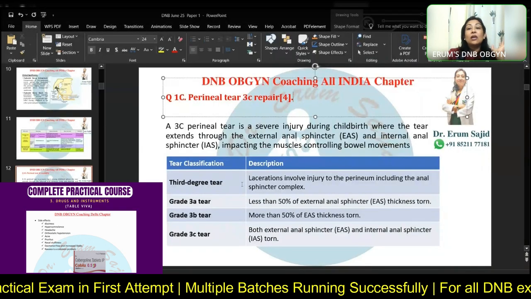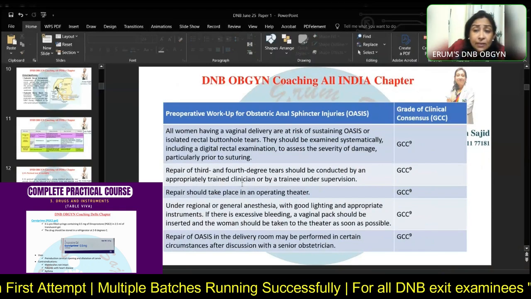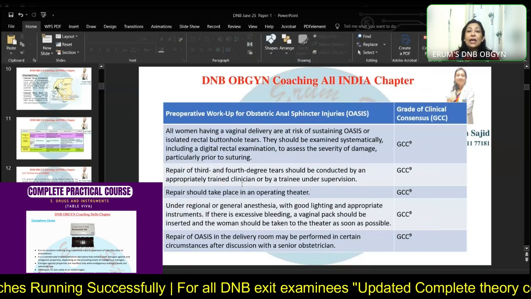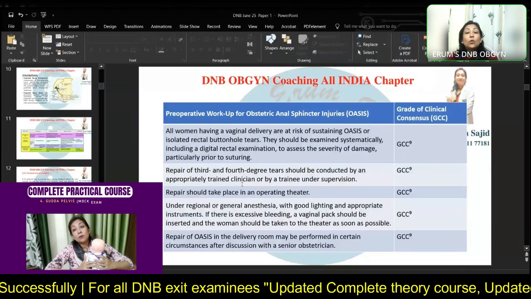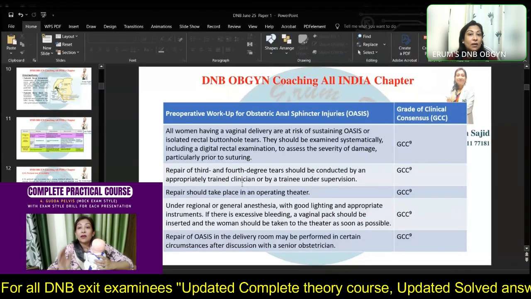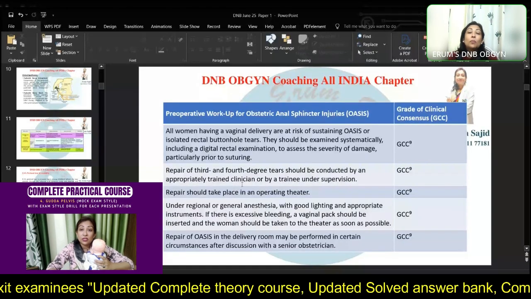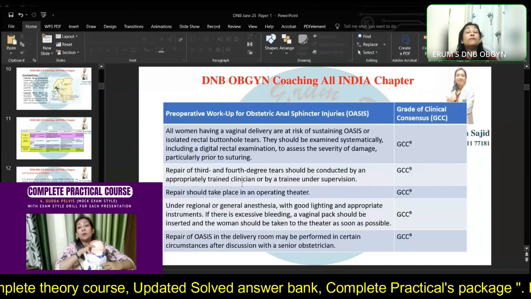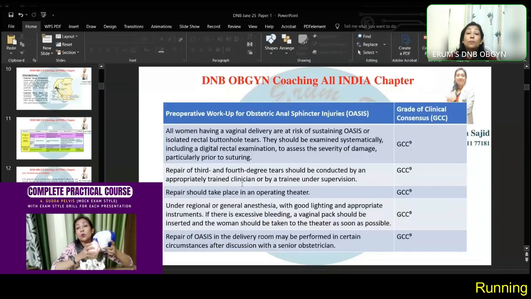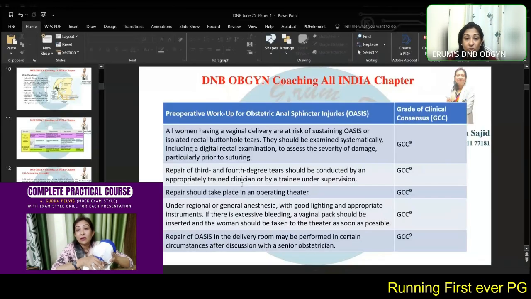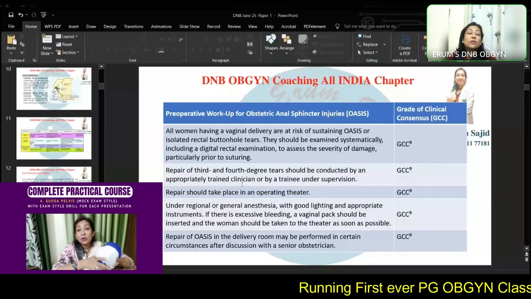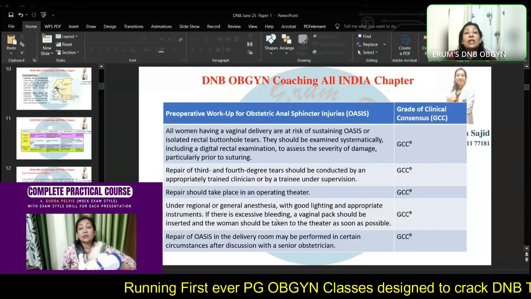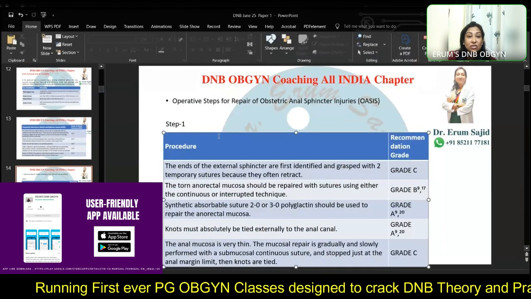I have a beautiful chart for you, and this is directly from the clinical guidelines. First of all, women having a vaginal delivery are at risk of anal sphincter injuries, isn't it? Repair of third and fourth degree tears should be conducted by an appropriately trained clinician under supervision. The repair should be in an operation theater with the patient fully relaxed, so under good regional or proper general anesthesia, with good lighting and appropriate instruments, and if there is excessive bleeding, please use a vaginal pack. Repair in the delivery room may be performed in certain circumstances after discussion with a senior obstetrician, but nevertheless, you should have somebody who has expertise in managing such cases.